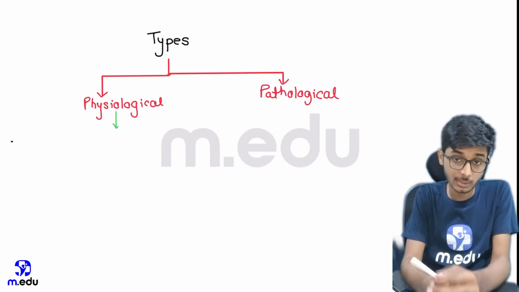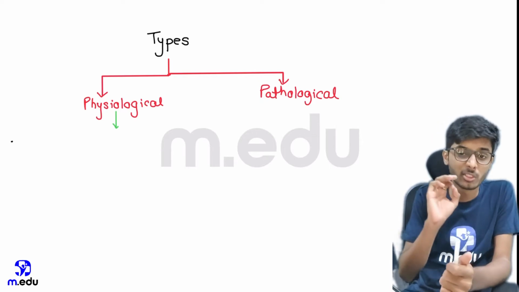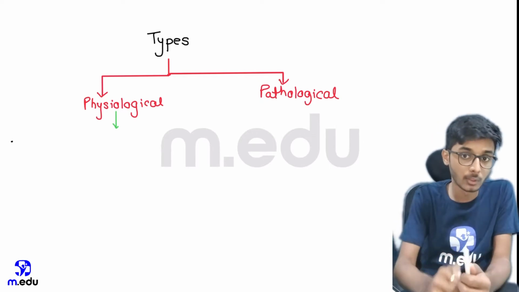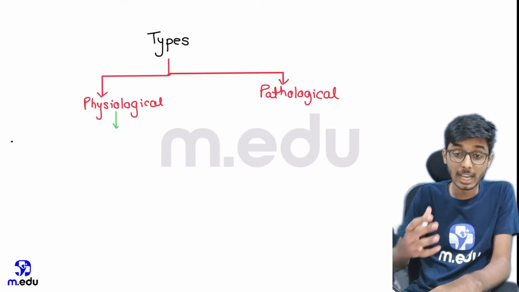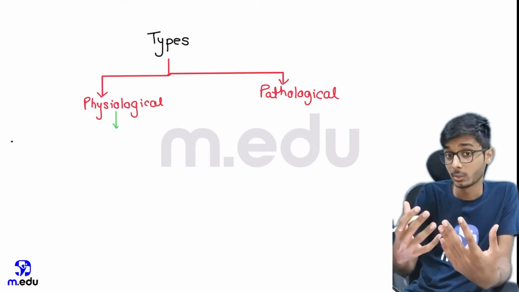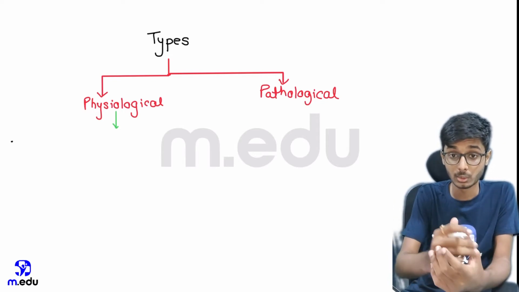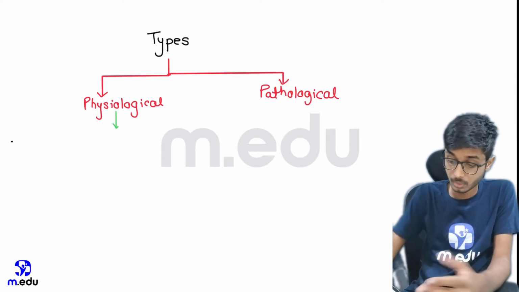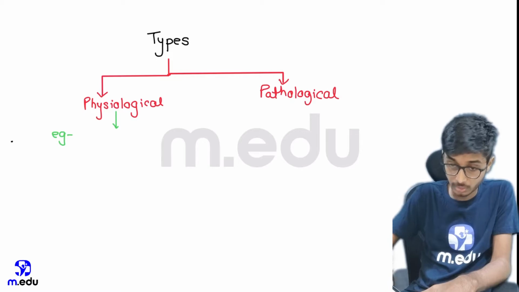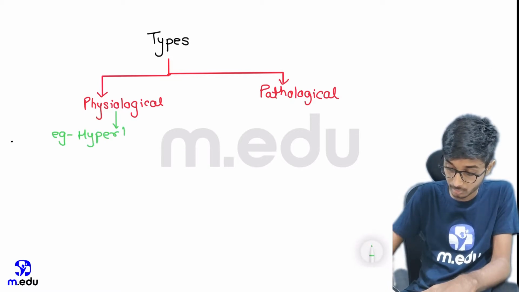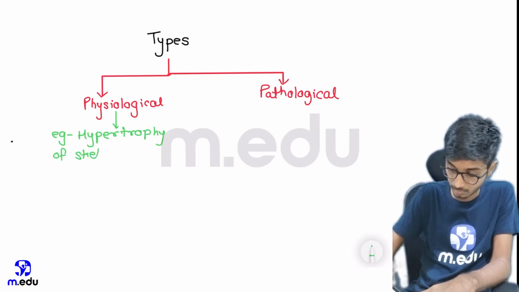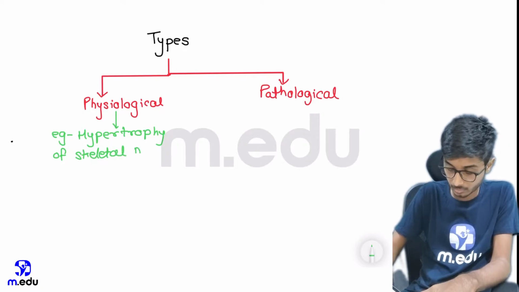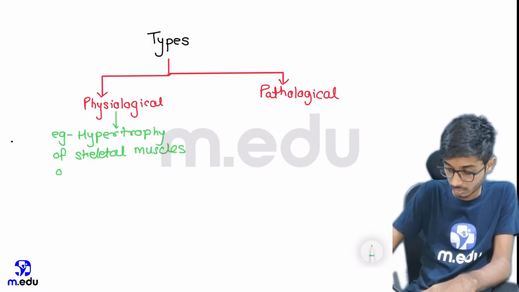Now, to better understand the physiological hypertrophy, let's take the very common example of it. Suppose you have gone to a gym and you are seeing these people weightlifting. What are they doing? They are actually exercising on purpose to cause hypertrophy in the muscles so that they look bigger. So we can write over here, physiological: it is the hypertrophy of skeletal muscles of the bodybuilders.